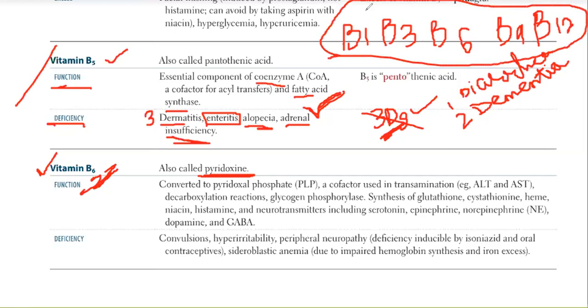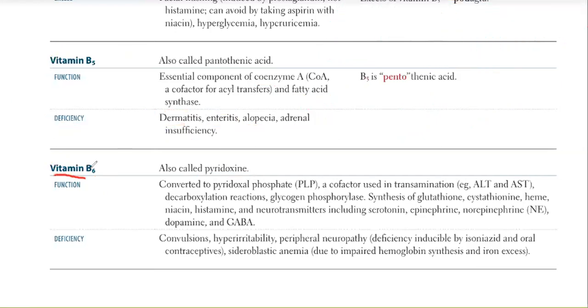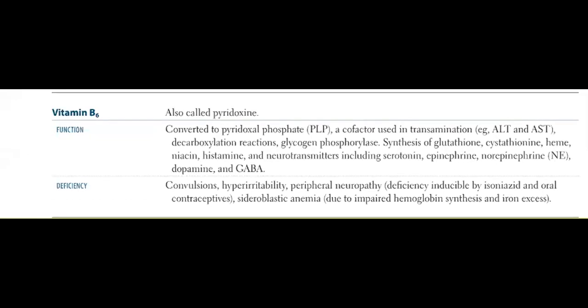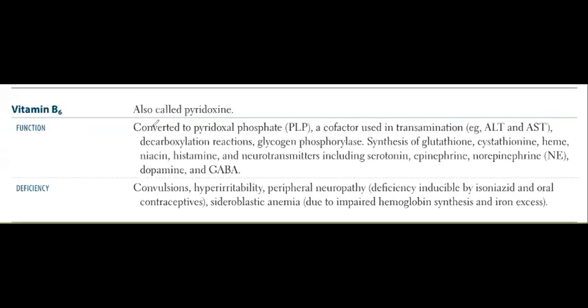I explained B1 in one whole lecture, and we spent most of our time on B3. So today our main vitamin is B6. So let's study vitamin B6 together. Vitamin B6 is also called pyridoxine, or you will hear it called pyridoxine phosphate. Both of the names are correct.